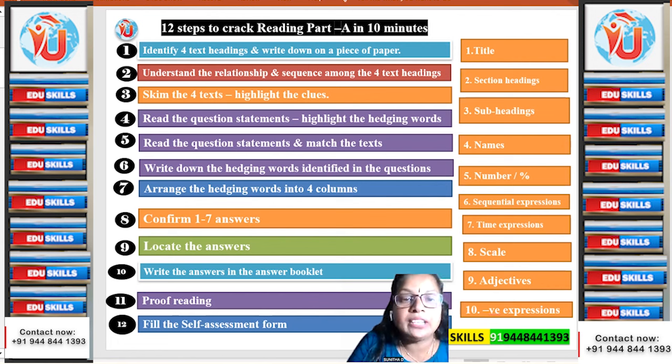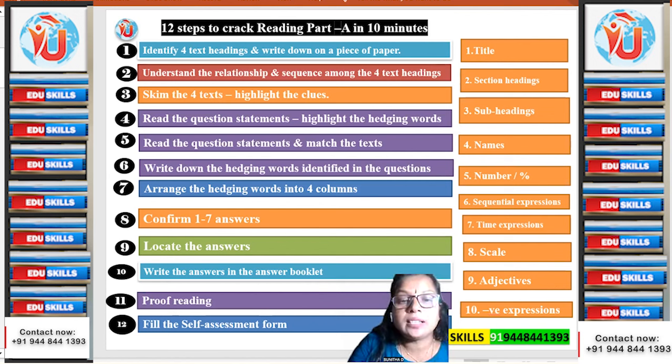The fourth and fifth steps are very, very important. The fourth is read the question statement and highlight the heading words. The fifth is read the question statement and match the text. When you read the question, you get an idea which text to go to and find the answer. The sixth step is write down the heading words identified in the questions. Then the seventh is arrange the heading words into 4 columns. We have 4 texts, so accordingly we can arrange 4 columns and write out the heading words we get from the questions.